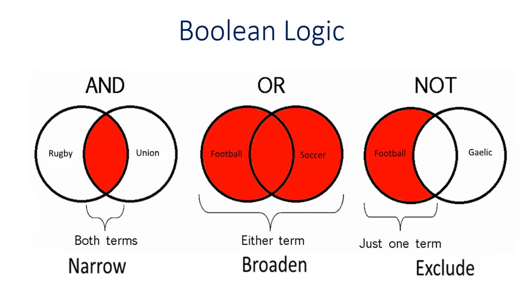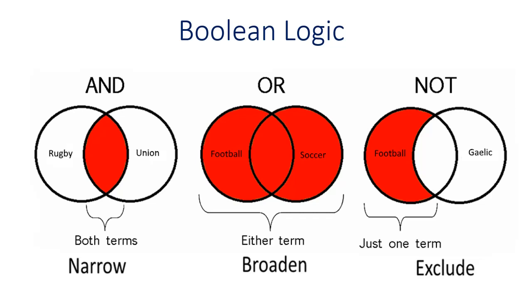So looking at the first example, here's the AND operator, and you can use this to narrow down your search results. So if we do rugby AND union, it's going to bring back any reference where both of those terms occur. So it gives you an effect, that little bit in red there in the center where the concepts overlap.